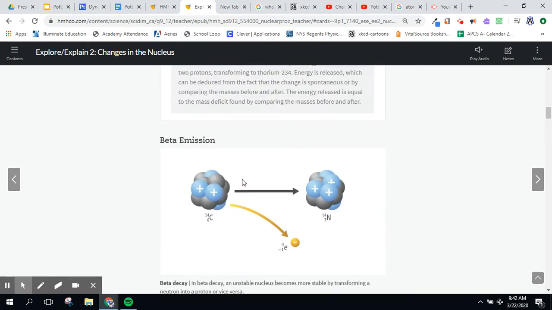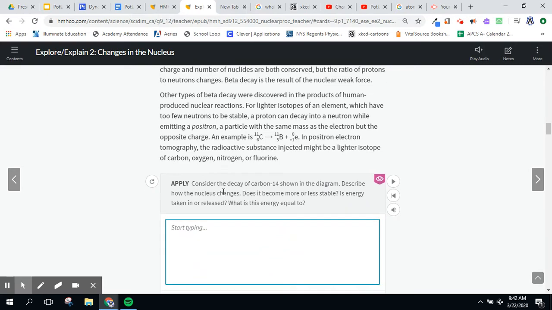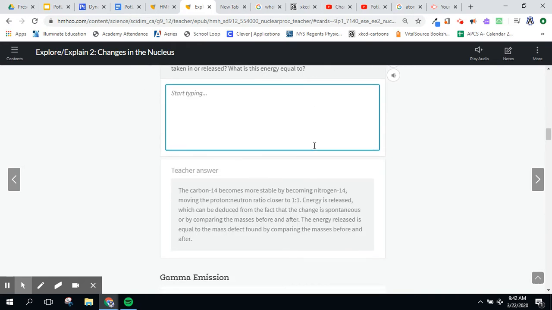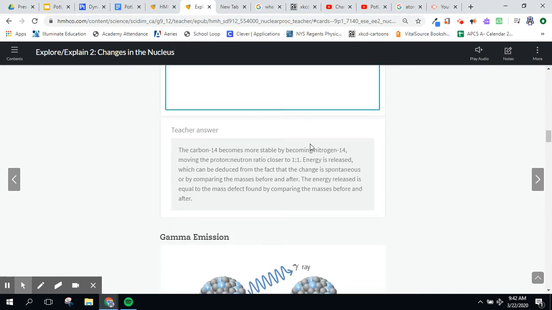All right, we can also have it be the reverse. If we have too many protons, we would release that positive charge. So you read through it, and considering that diagram, what's changing in the nucleus? Does it become more or less stable? All right, well, it's going to become more stable by becoming nitrogen-14.